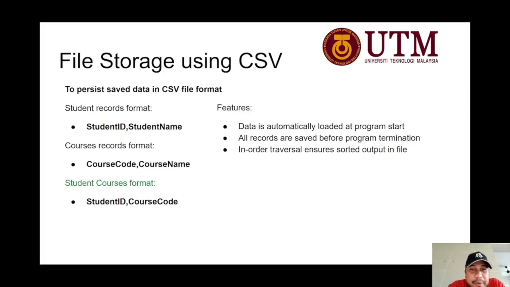For the file storage, we'll be using CSV to persist the saved data. The format for the student is student ID, student name. For the course it is course code and course name, and for the student courses it is student ID and course code. The data is automatically loaded at program start, and all records are saved before the program terminates. The in-order traverse feature gives sorted output in the file, not in memory, just in the file.